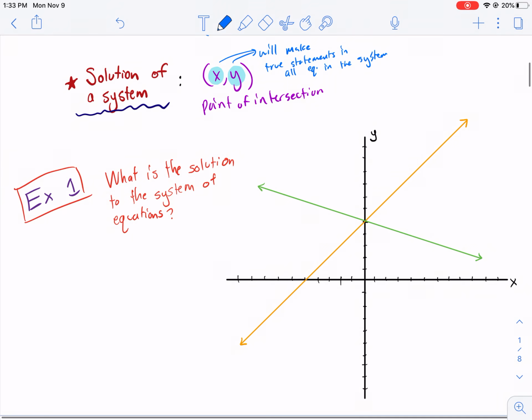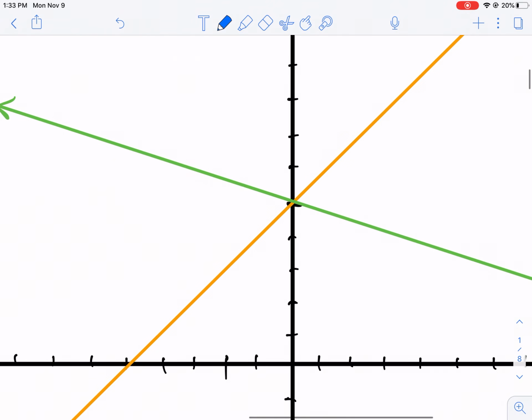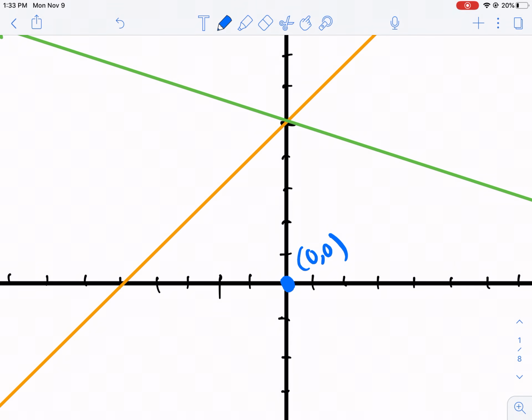Okay, so example 1: what is the solution to the system of equations? We have a green line, we have an orange line. Where is the solution? Well, we're going to try to find values that make both equations true. If we look at 0, 0, 0, 0 is not a solution. Why? Because it's not on the green line and it's not on the orange line. So it's not on either one.